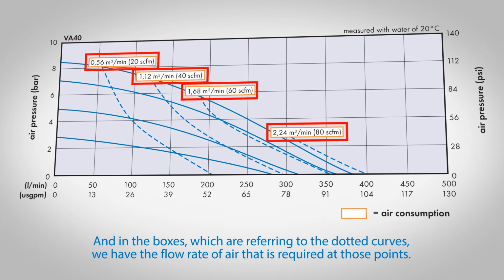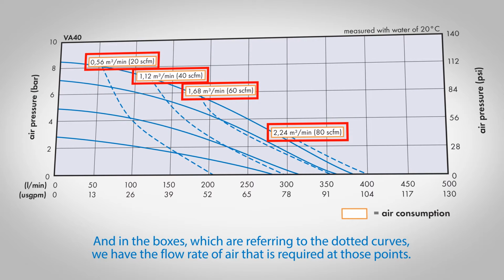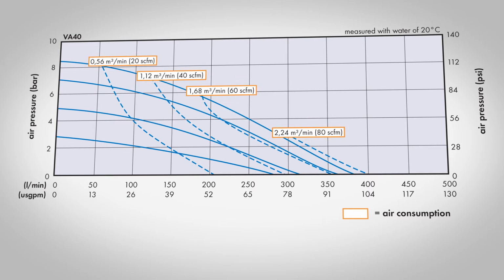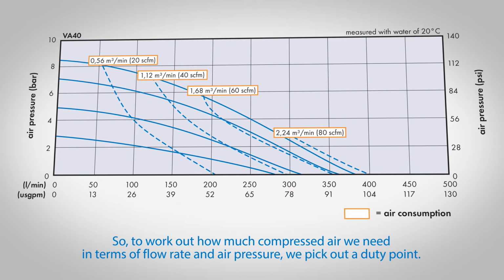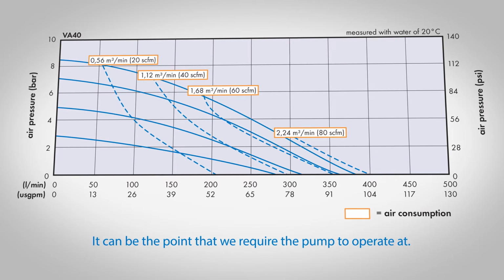And in the boxes, which are referring to the dotted curves, we have the flow rate of air that is required at those points. So, to work out how much compressed air we need in terms of flow rate and air pressure, we pick out a duty point. It can be the point that we require the pump to operate at.